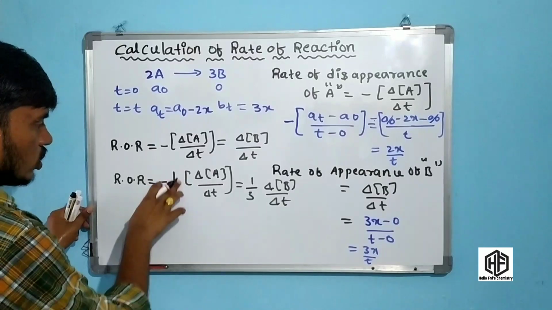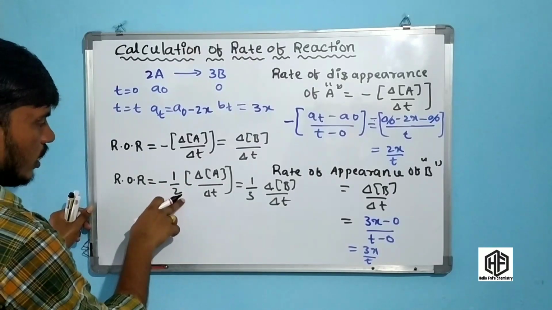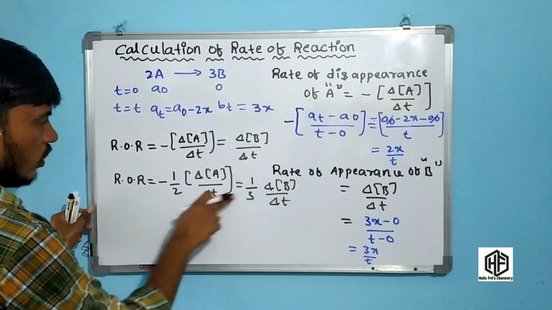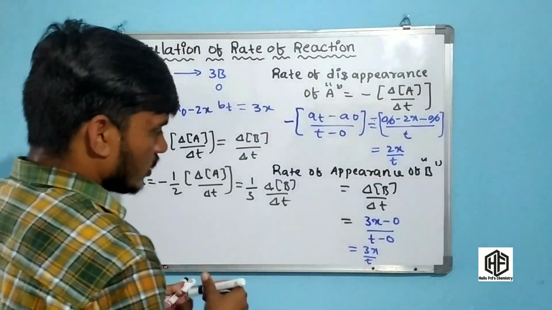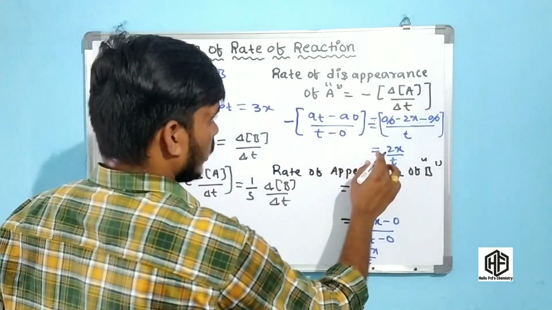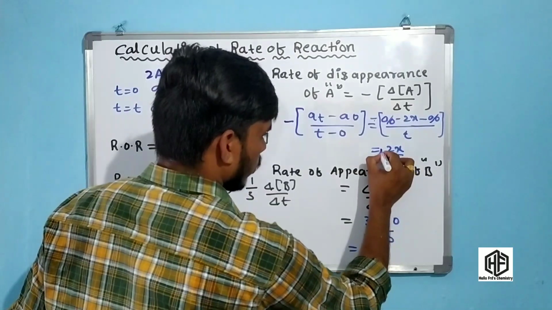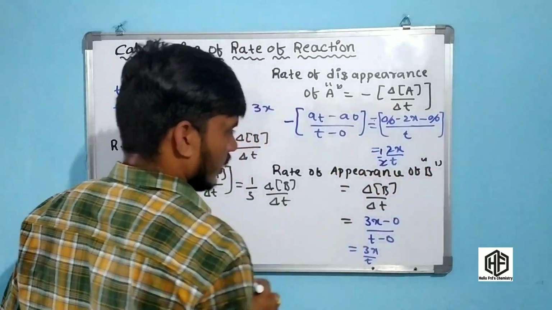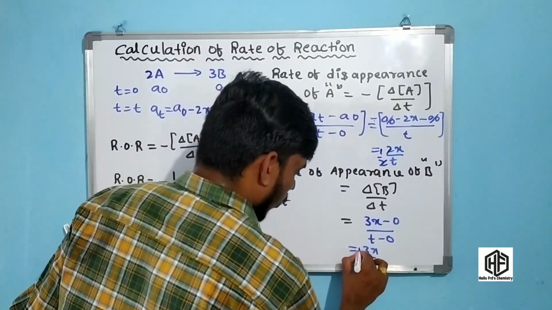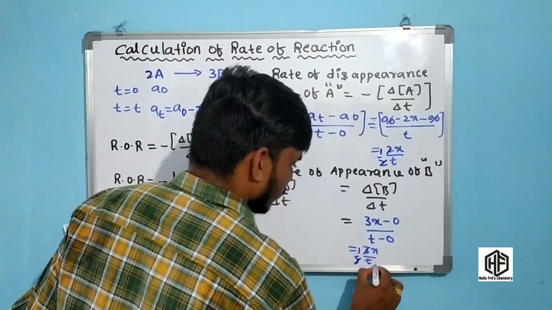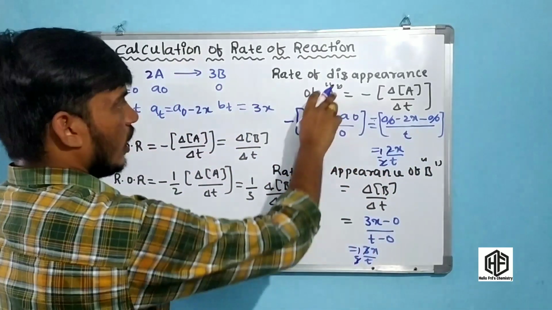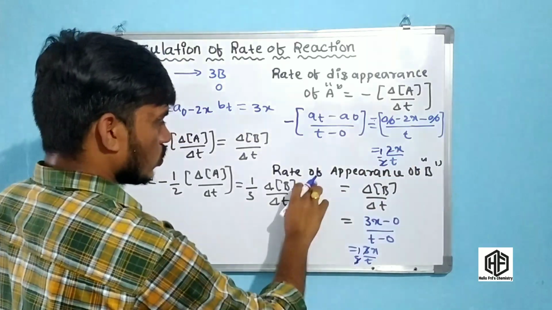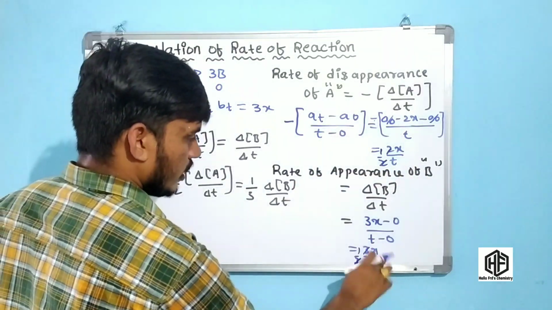Now the stoichiometric coefficients are multiplied: for the reactant it is 1 by 2 and for the product it is 1 by 3. What happens, friends? The rate of disappearance of A is multiplied by 1 by 2, the 2 is cancelled, and x by t is present. Then 1 by 3 is multiplied, the 3 is cancelled, giving x by t. So the rate of disappearance, x by t, is equal to the rate of appearance of B, x by t.